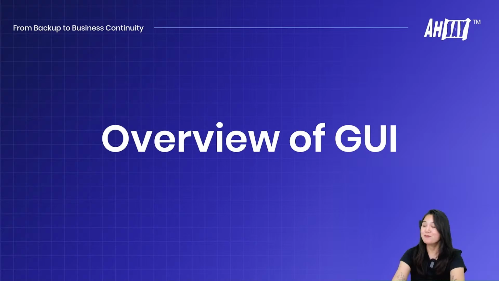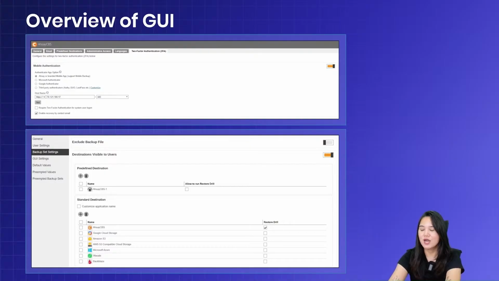So powerful protection is one thing, but being able to manage it effectively or effortlessly is another. So let's take a look at how Ahsay brings all of this together in a simple, intuitive interface. First, to be able to set up an immutable destination, admin users are required first to add the supported destinations to the standard destination.